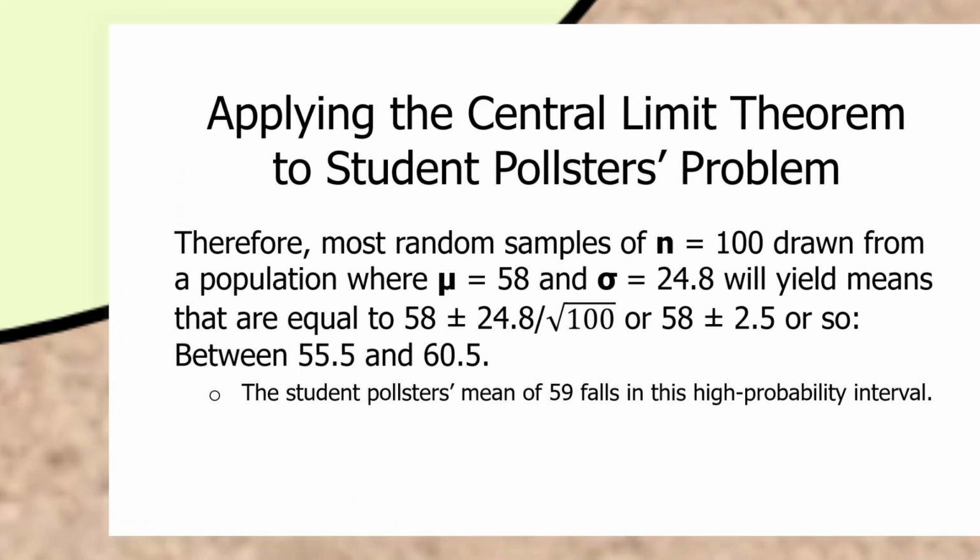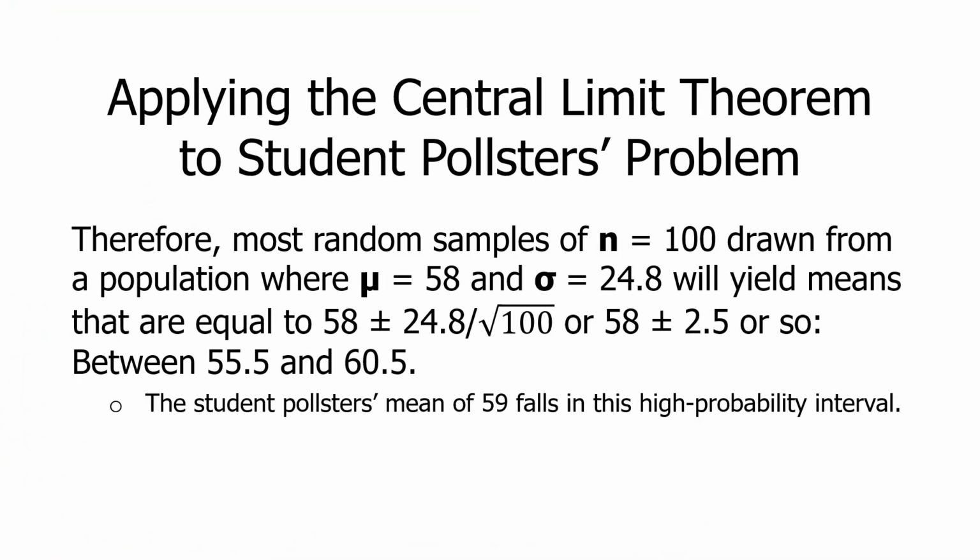And therefore, most random samples of n equal 100 drawn from a population where mu is 58 and the standard deviation is 24.8 will yield means that are equal to 58 plus or minus 2.5, as we've seen, between 55.5 and 60.5. I just note here that the student pollster's mean of 59 falls in this high probability interval.